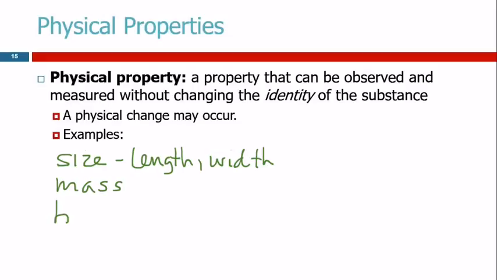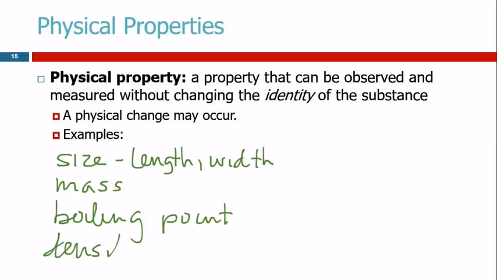So a boiling point would be a physical property. I could measure the density of something. Density, color, there's lots and lots of physical properties. When I observe the physical property, it does not change what the substance is.